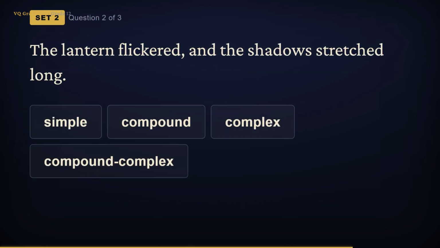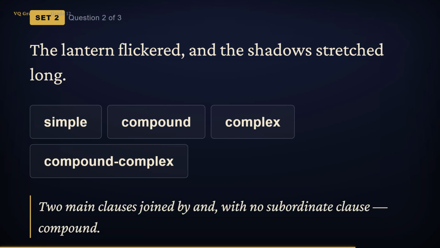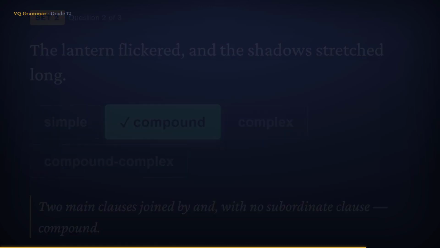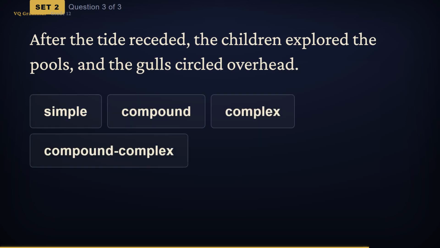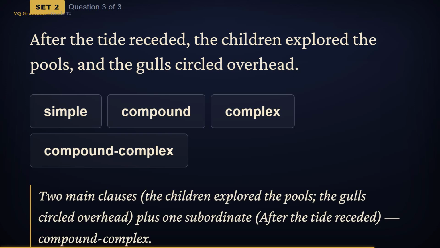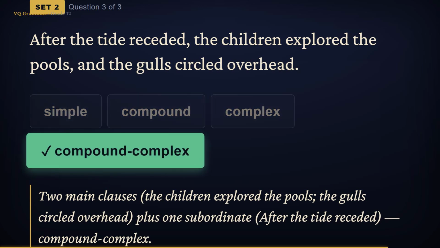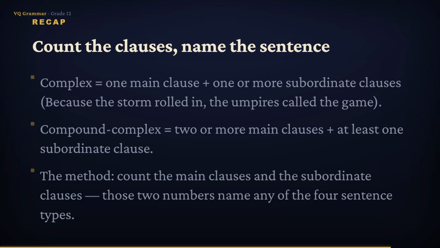"The lantern flickered, and the shadow stretched long." Two parts each stand alone. "The lantern flickered," and "the shadow stretched long," joined by "and." Two main clauses and no subordinate clause. That's a compound sentence. "After the tide receded, the children explored the pools, and the gulls circled overhead." Two parts stand alone. "The children explored the pools," and "the gulls circled overhead." That's two main clauses. And "after the tide receded" is subordinate. Two main plus one subordinate. A compound complex sentence.